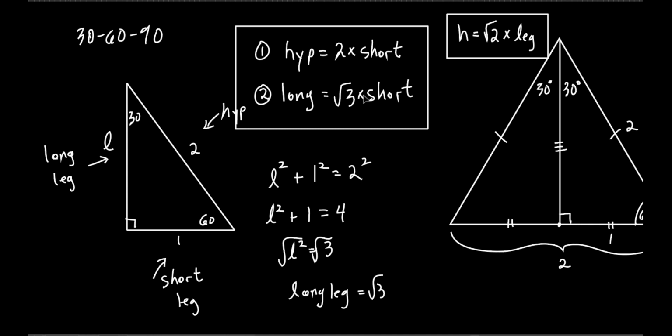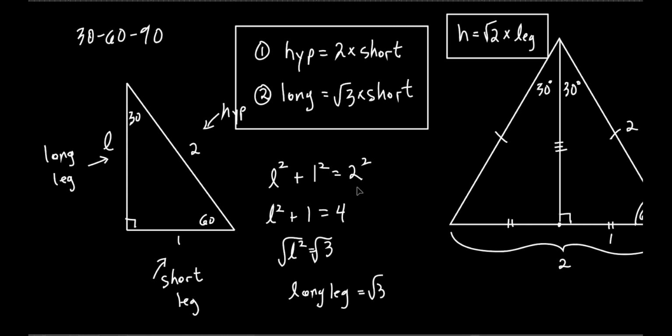Why do we have two? Because both legs are different. Right here, why do we only have one? Because both legs are the same. We only need one equation. So this is something that you should remember. It's very, very helpful to you instead of going through the whole Pythagorean theorem thing.